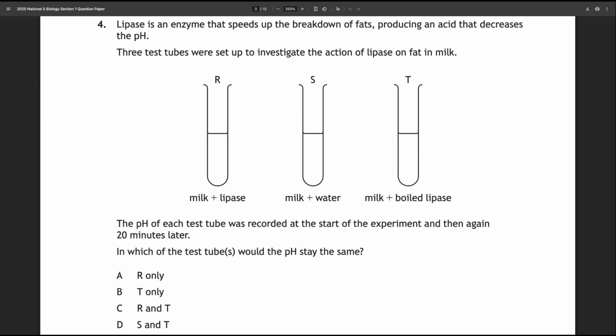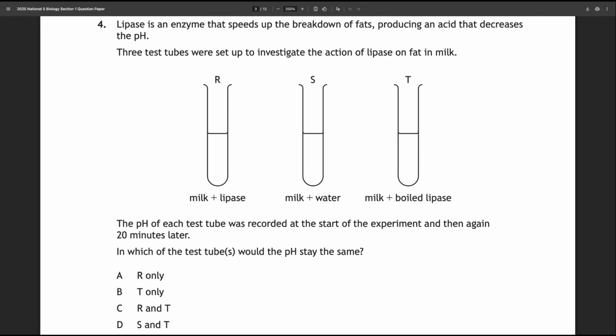That will decrease the pH. Okay, so if we look at our milk and lipase, now I would imagine that everything's going to function properly here, that the lipase is going to break down the fat in the milk, and therefore it will become more acidic. Okay, so therefore the pH should decrease in R.